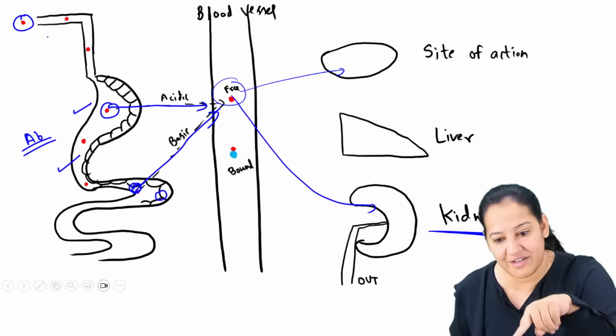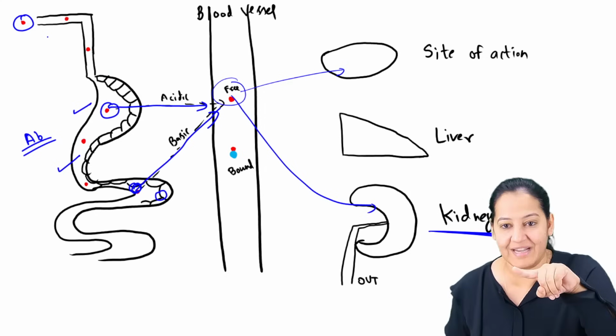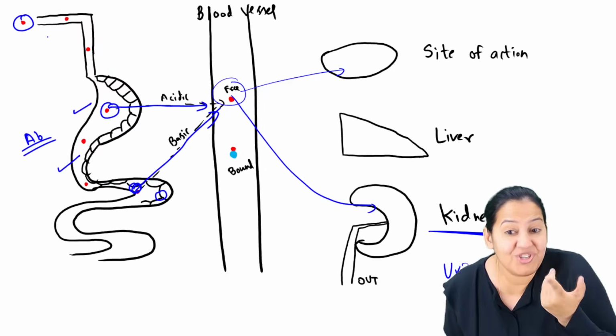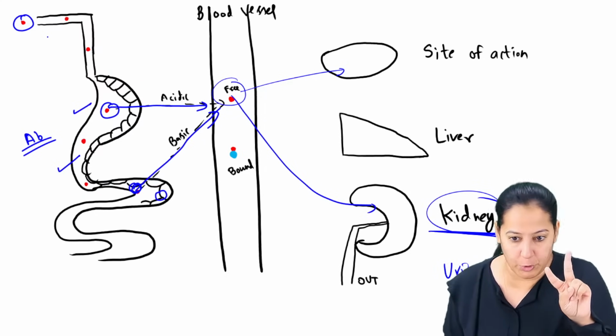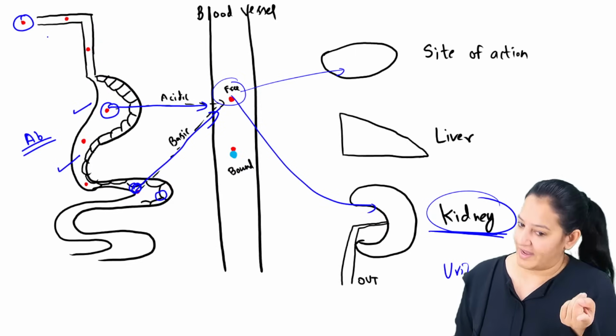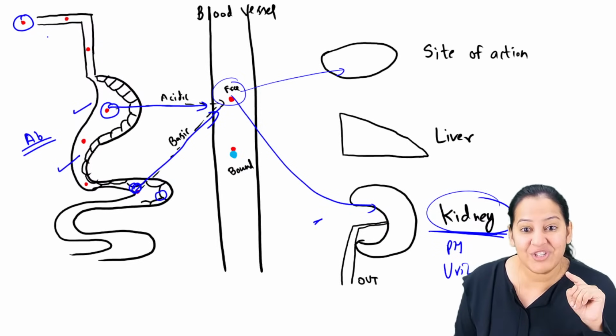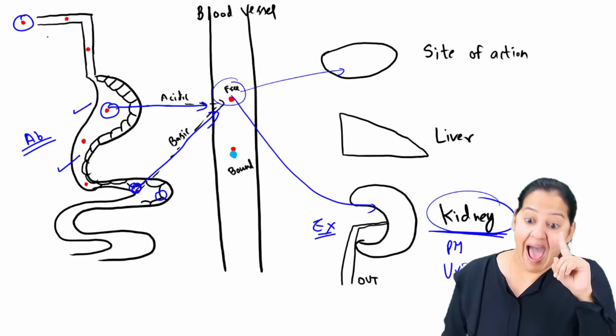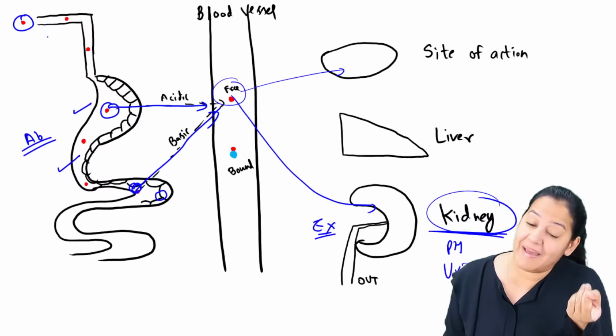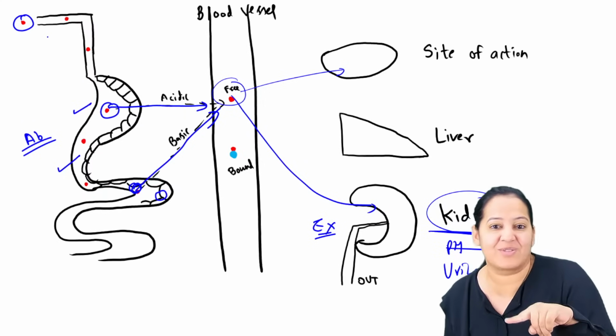Acidic drugs are also excreted from the kidney. Basic drugs are also excreted from the kidney via urine. So the organ of excretion is one. Organs of absorption are two. But the organ of excretion is one, that is via urine. But we can change the pH of the urine. For excretion, opposite pH is required. Acidic drugs are excreted in basic urine, and basic drugs are excreted in acidic urine.